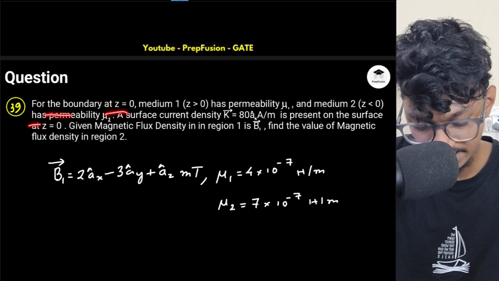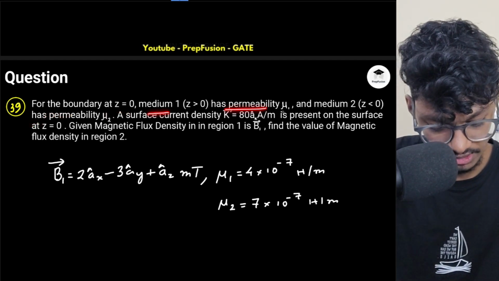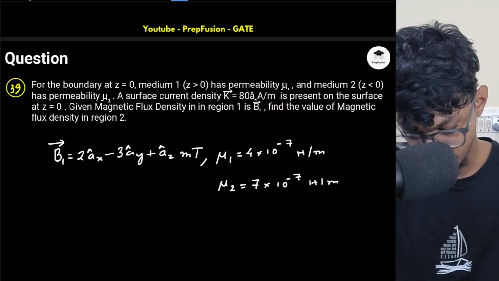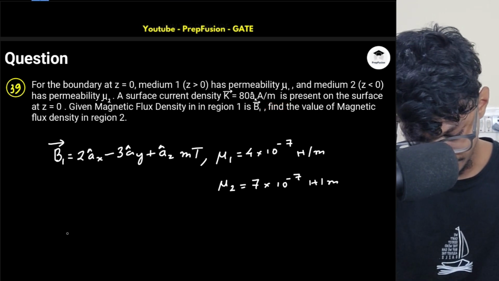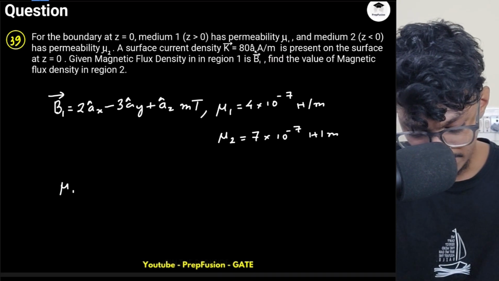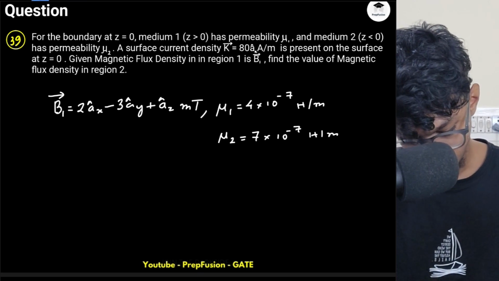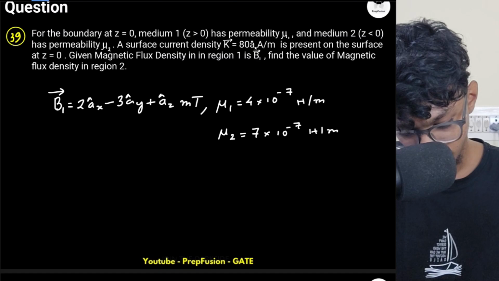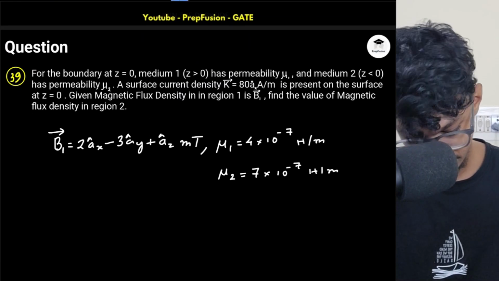For the boundary at z equals 0, medium 1 has permeability mu1 and medium 2 has permeability mu2. This is mu1 and mu2. Okay, mu1 and mu2 are given, and the boundary is at z equals 0. I will just draw the surface real quick. The surface is already drawn here: mu1 is this and mu2 is this. All these things I have written there.